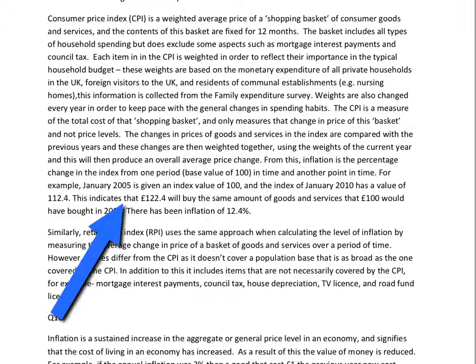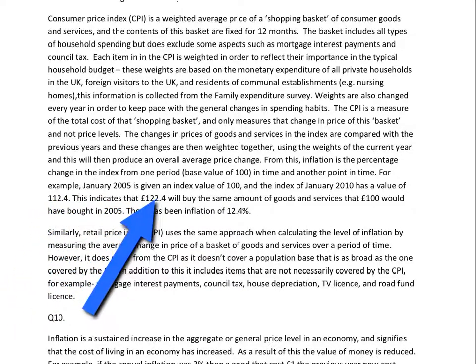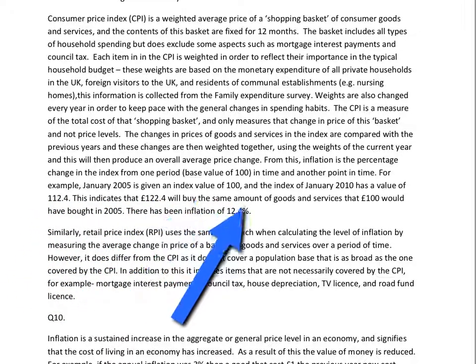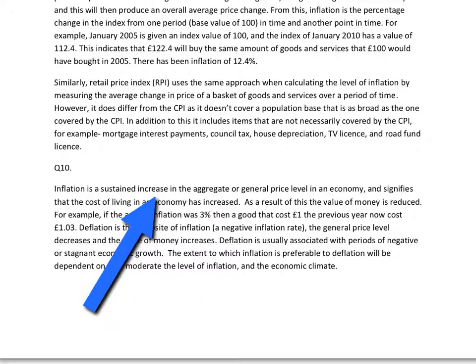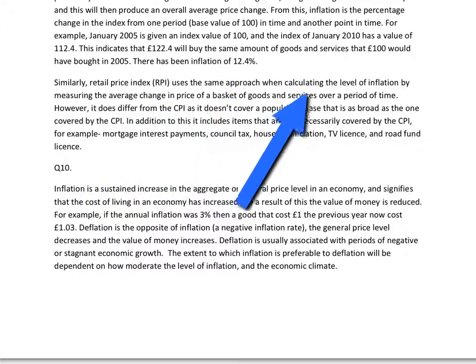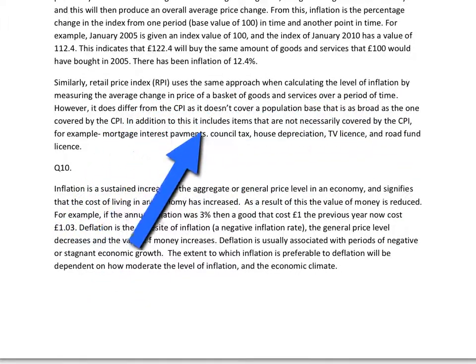Yes, that's okay. I mean, it's obviously 112.4, so that should have been 112.4, and then that 12.4, so this number doesn't quite sit with the other two numbers there. Okay, last bit on the difference between the RPI and the CPI is correct.